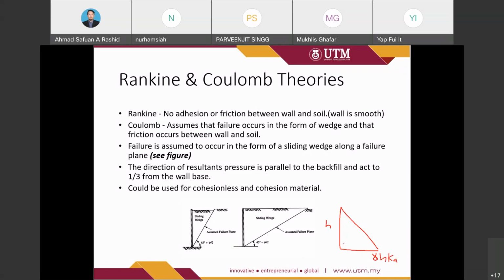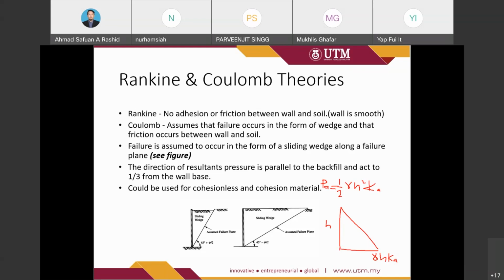So in order to obtain the load, we need to get the area of this triangle. So half times unit weight times H squared, times KA or KP. So that is for the PA, the active load.